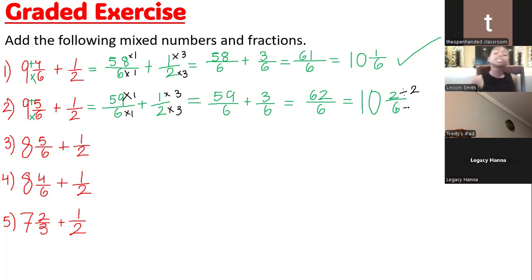So now we're going to simplify by dividing both by 2. So 2 divided by 2 is 1, and 6 divided by 2 is 3. Very good. So now our new fraction is going to be 1 over 3. Very good, 1 over 3. Did anyone else get 10 and 1 over 3?